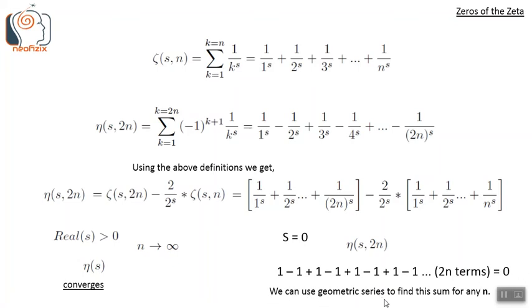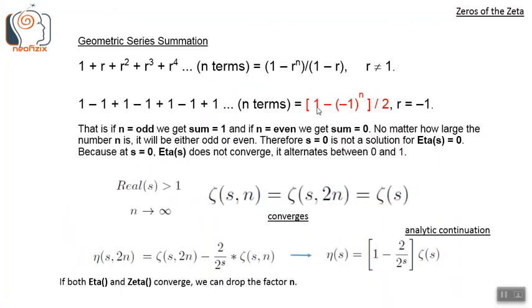In general, we can use a geometric series to find the sum of this series for any n, both odd or even. Basically, from the geometric series summation, we know that if this is a geometric series 1 plus r plus r squared up to n terms, then the summation is (1 minus r^n) divided by (1 minus r), where r is not equal to 1. So if in this series we put r equals minus 1, then we get this expression, (1 minus (−1)^n) divided by 2. So basically this depends on whether n is odd. When n is odd, the sum turns out to be 1, and when n is even, the sum is 0.